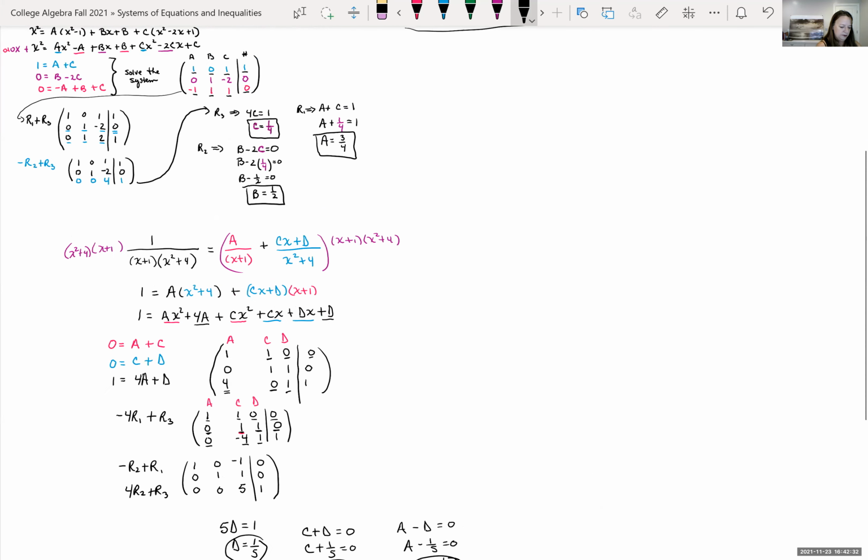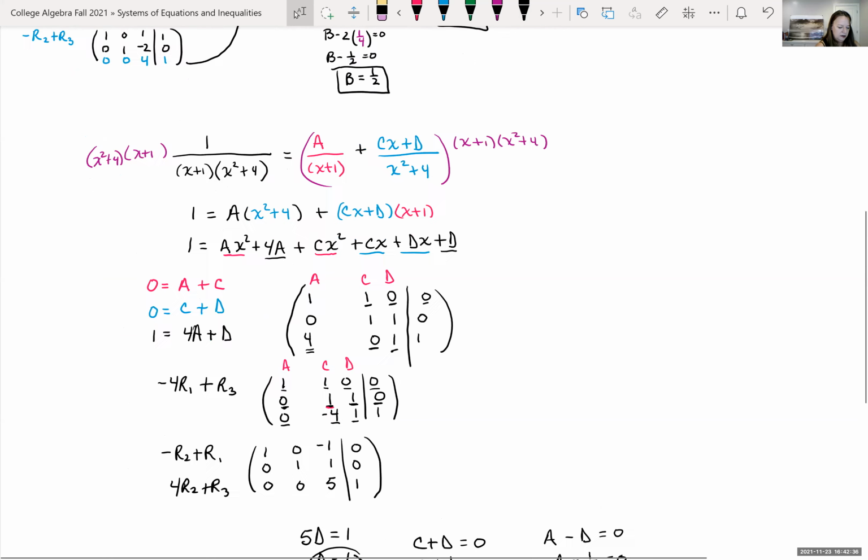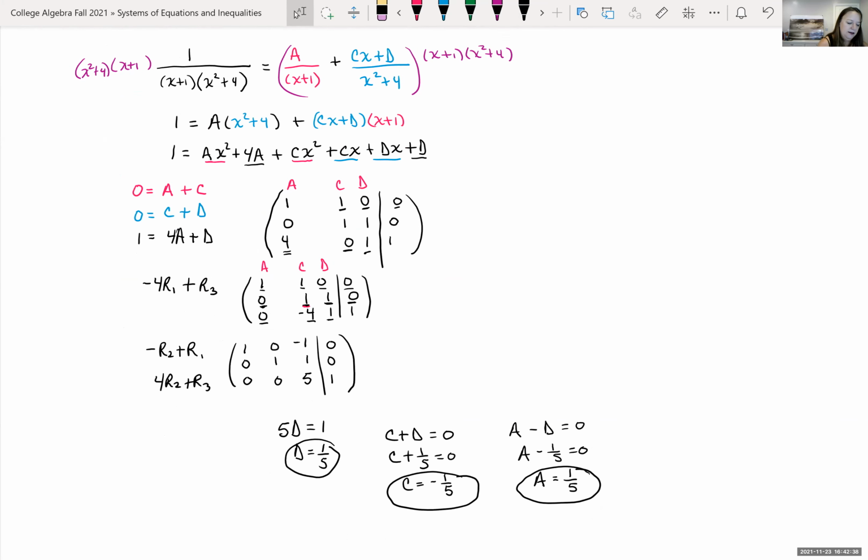Okay, so where did it go? Where do we start? It was right here. So right now we have A. A is 1/5, right? All times 1 over x plus 1.